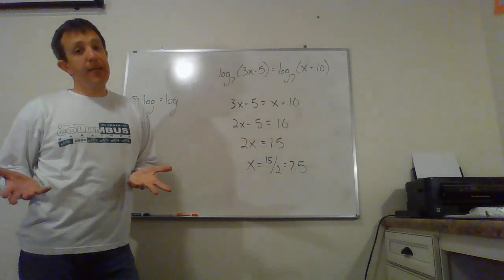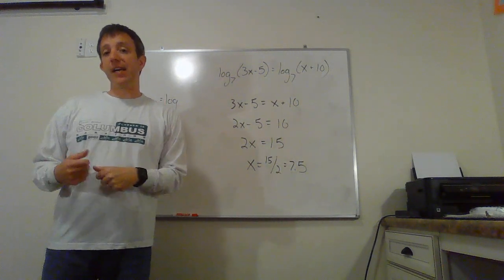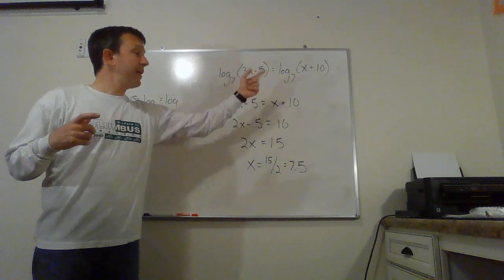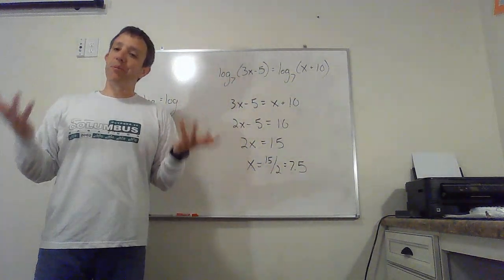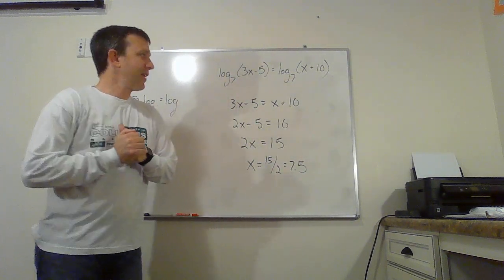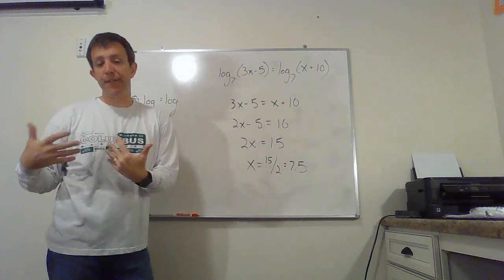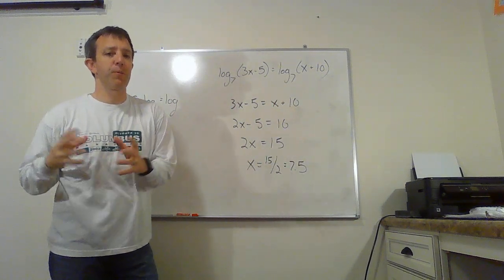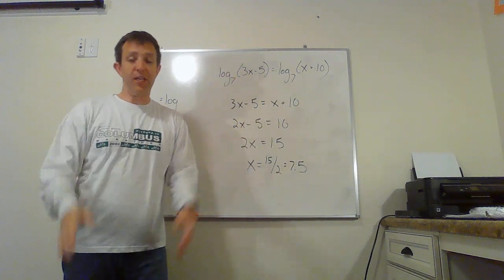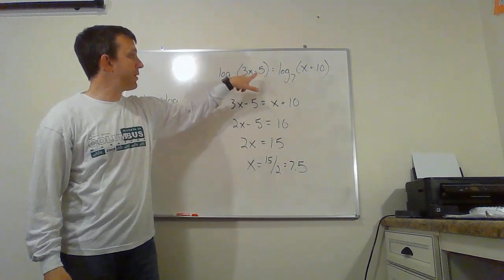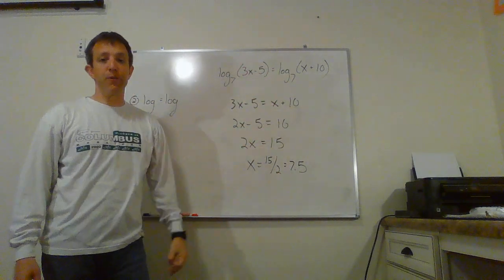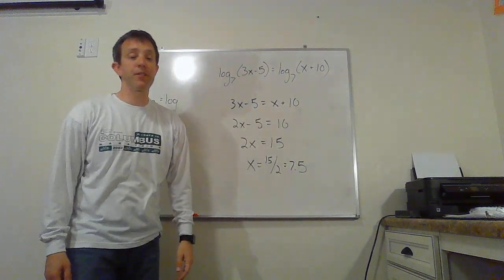And the reason this is nice, we had a property again in that last section. If you have two logs with the same base that are equal to each other, the only way that happens is if the inside is equal to each other. So this is the counterpart of the exponential one we did a little bit ago. When we had the same base, just set the exponents equal to each other. Now, same base, we're going to take the insides and set them equal. And then from there, we just solve it.